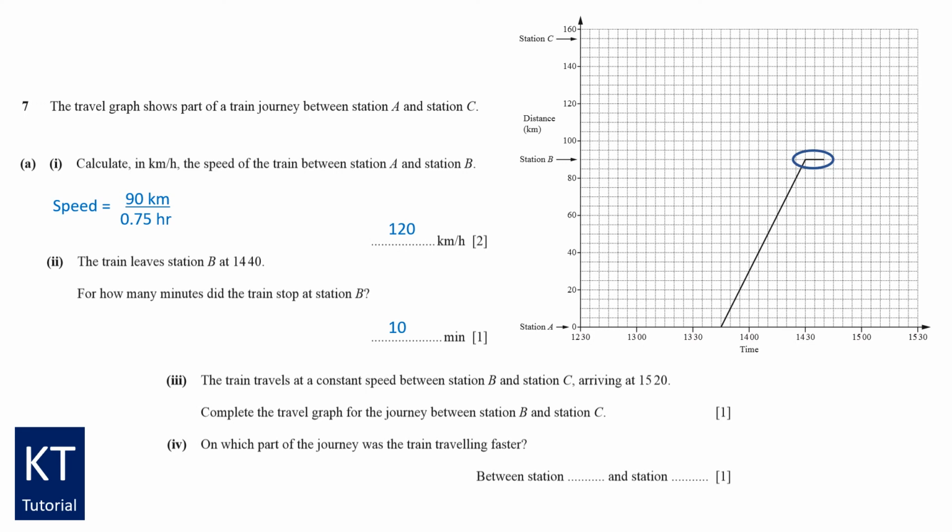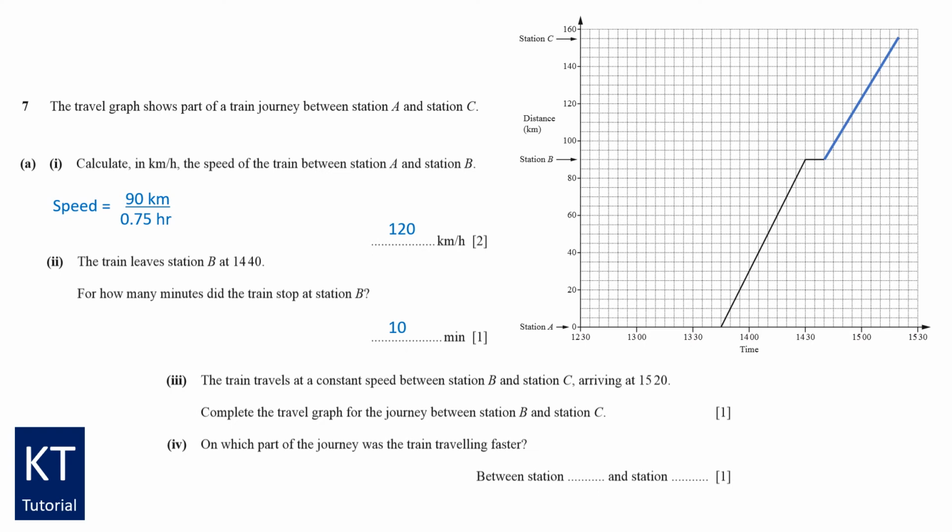Next, the train travels at a constant speed between station B and station C, arriving at 1520. Complete the travel graph for the journey between station B and station C. The blue line on the graph is the required plot.